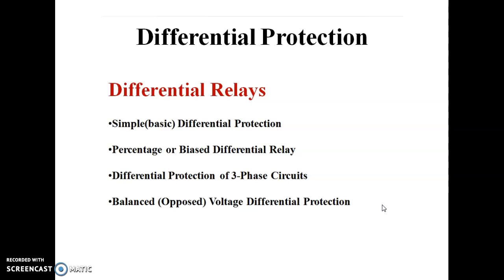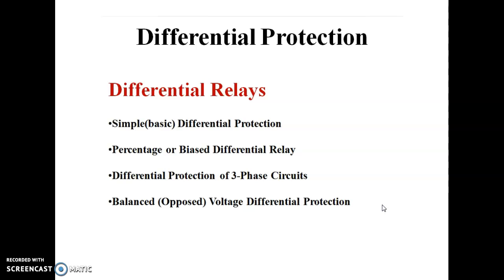Here the relay compares the current entering a machine winding and leaving the same winding under normal conditions or during any external or through faults. The current entering the winding is equal to the current leaving the winding, but in case of an internal fault on the winding, these are not equal. Is it clear? This difference in current actuates the relay, so the relay operates for internal faults and remains inoperative under normal conditions or external faults.